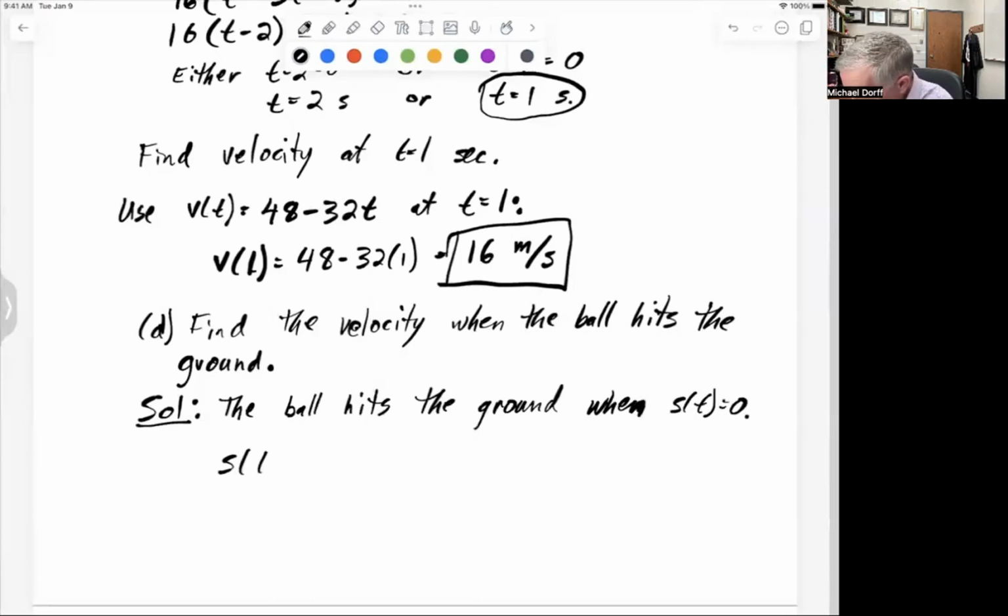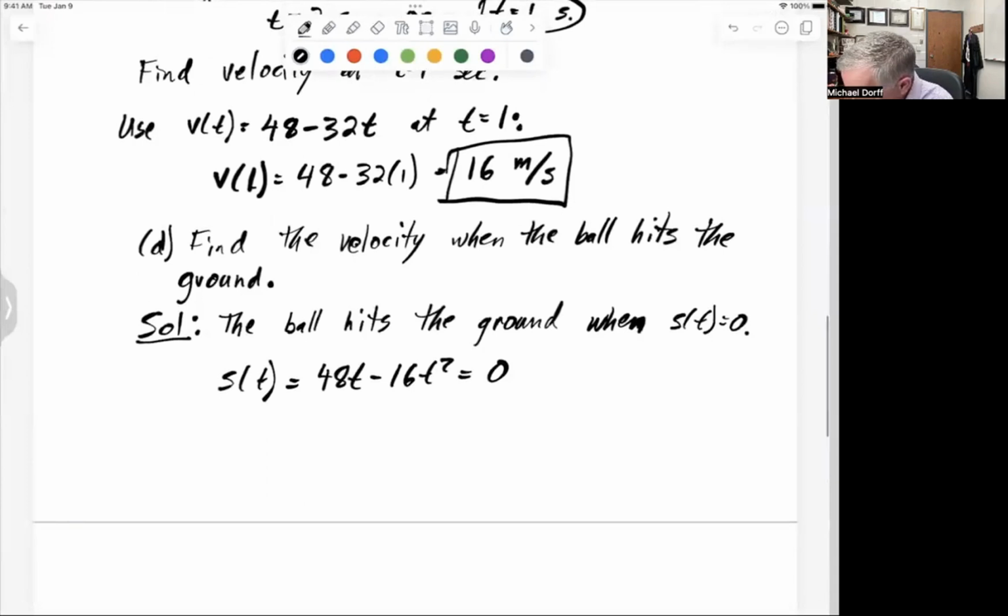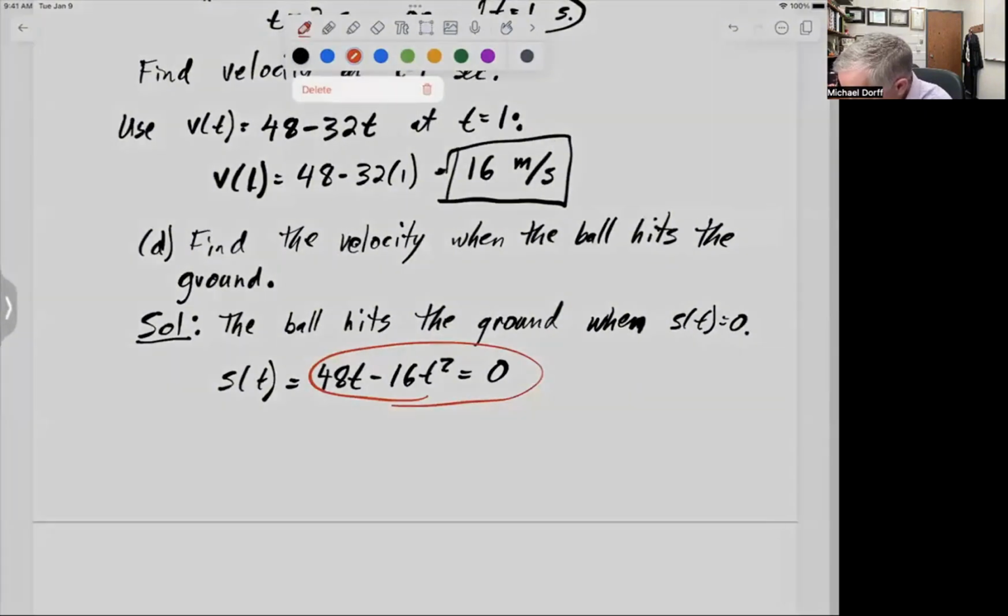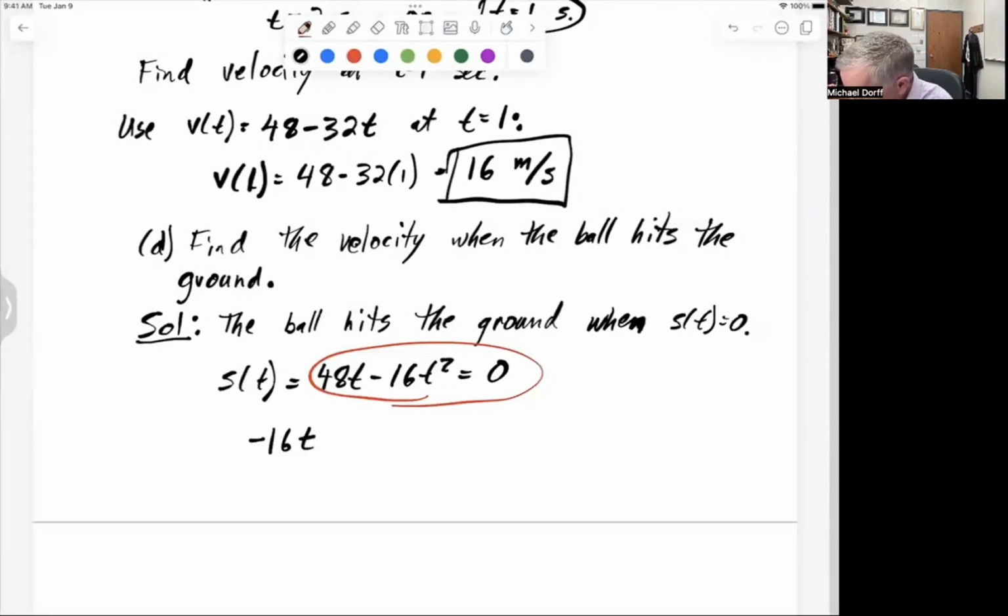And so my s of t, again, was 48t minus 16t squared. So we're going to set that equal to 0, and now I'm going to solve for that. Look at this, everything has a 16 in it and has a t. In fact, I'm going to factor out a negative 16t. When I do that, from here I'm going to get a t, and when I factor that from this 48t, I'm going to get minus 3. So that's all going to equal 0.